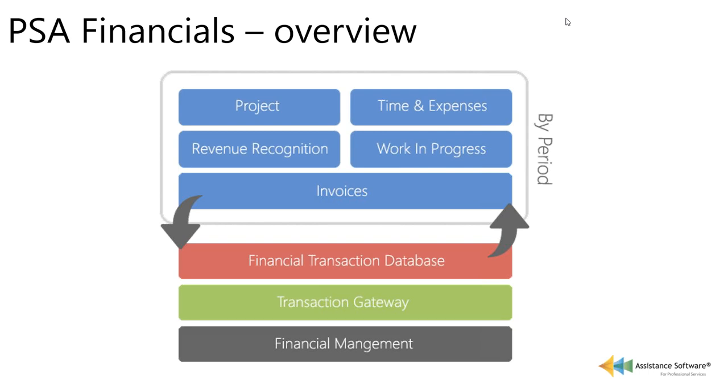The PSA Financials module is effectively a financial transaction database or a project accounting ledger for Assistance PSA. And using a transaction gateway, which could be any number of data connectors, Scribe being the most popular one, can be used to pass this data into your ERP system. You can use the same connector to pass data back from ERP to update our financial transaction database.